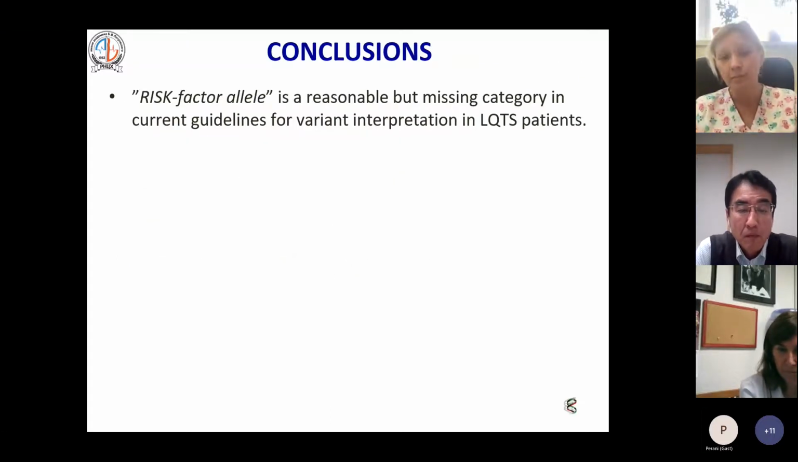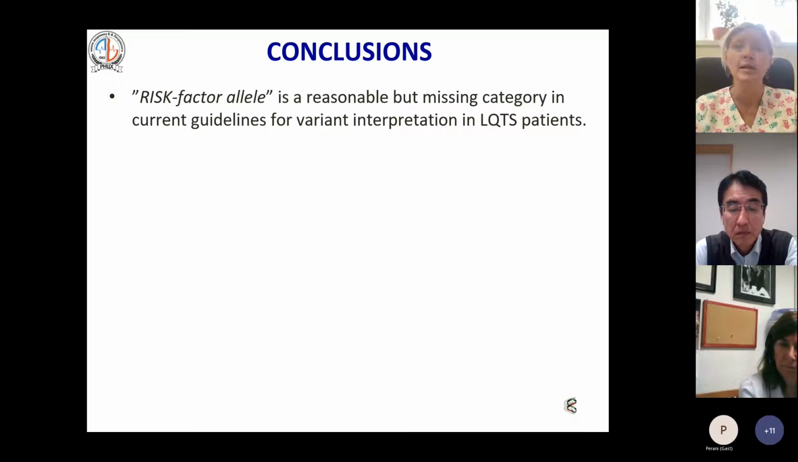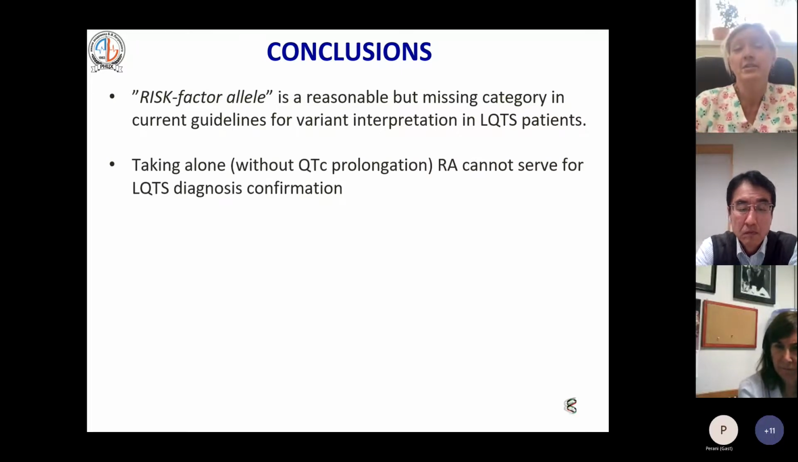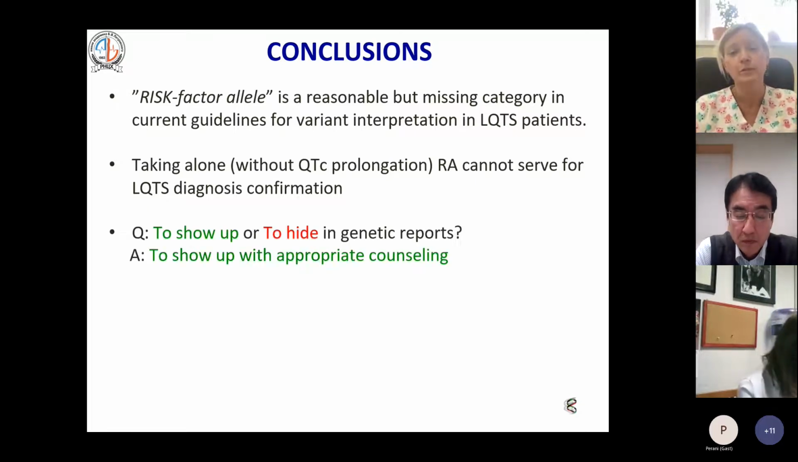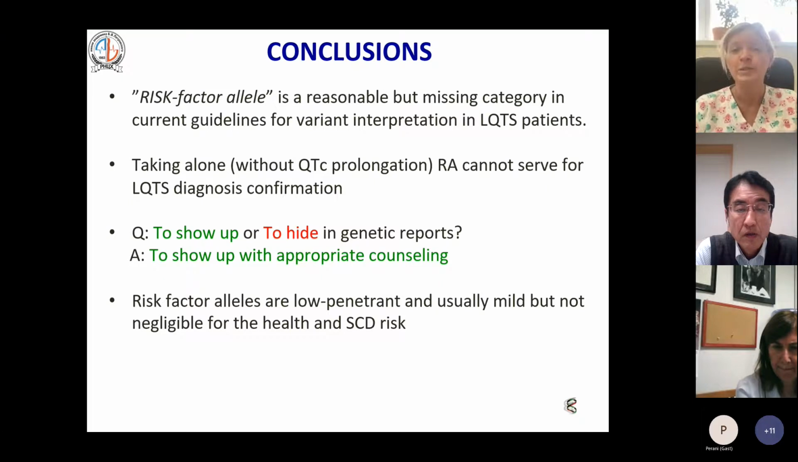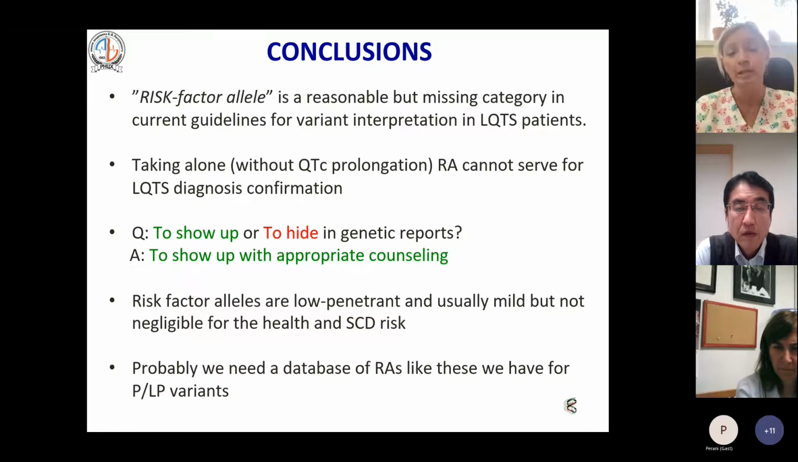For conclusion, we think that such an allele with proven functional consequences and with high representation in the disease cohort should be a risk factor allele, and this category is very reasonable, at least in long QT syndrome. It's a missing category in current guidelines, and it's not easy. Taken alone without QTc prolongation, a risky allele cannot serve for long QT diagnosis. In this dilemma to show or hide this variant in the genetic report, we prefer to show it with appropriate counseling, saying that it is not a clear confirmation of diagnosis without QT prolongation.